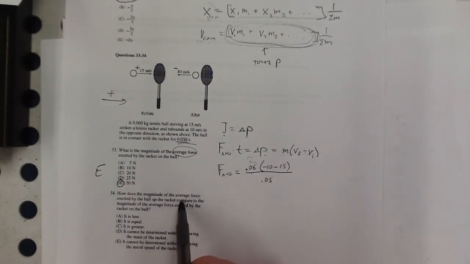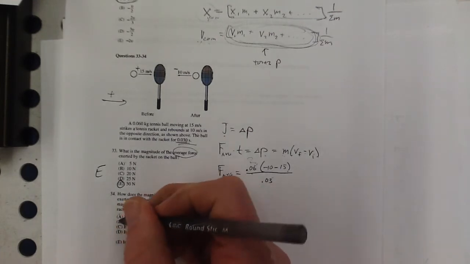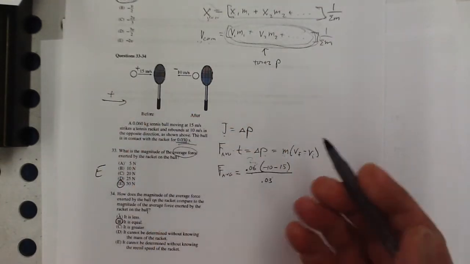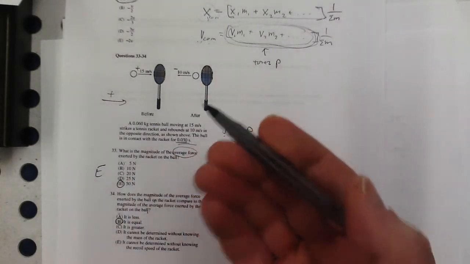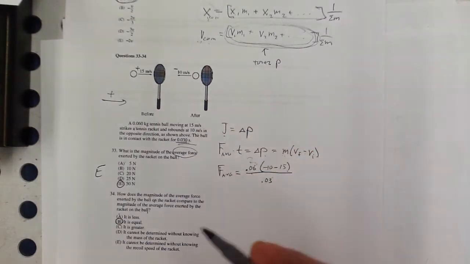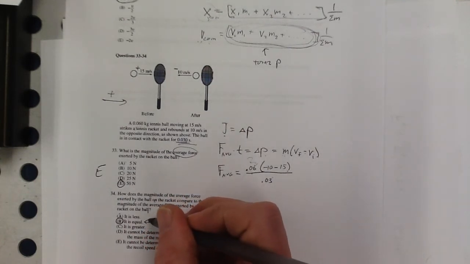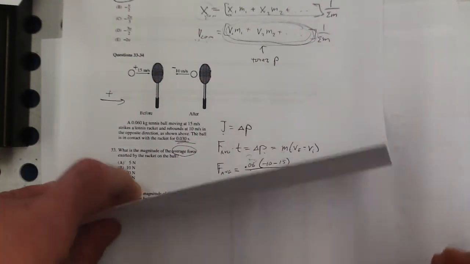How does the magnitude of the average force exerted by the ball on the racket compare to the magnitude of the average force exerted by the racket on the ball? It's equal. Newton's third law. There's only one racket-ball interaction, so it's not possible for there to be a greater amount of force for one than for the other, because it's the same force. The racket and the ball are interacting with each other. There's only one interaction, so they have to be equal. That is Newton's third law, jumping up and smacking you in the face right there.